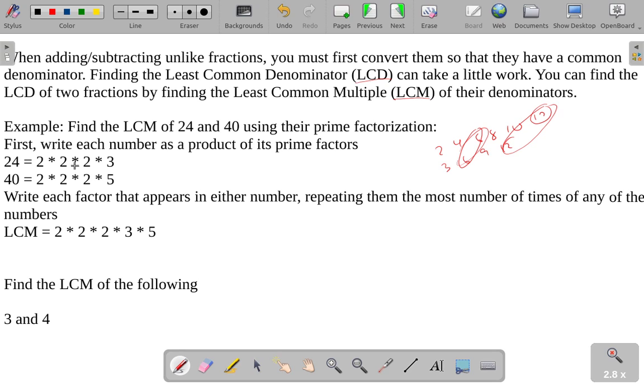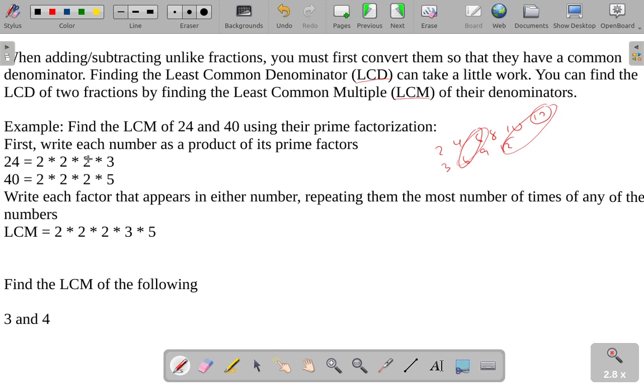But if it occurs in different numbers, well, let me explain. Let me start over here. I have 3 factors of 2 within that 24. I also have 3 factors of 2 within the 40. Well, if my multiple has 3 factors of 2, that means it will be a multiple of these other things. Alright, try this again.